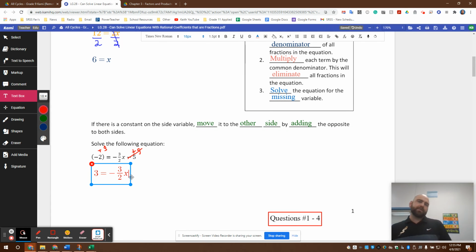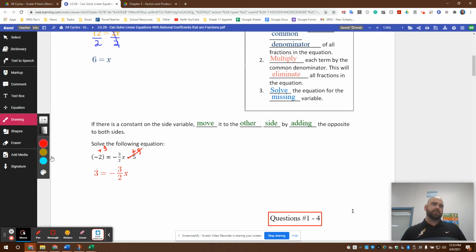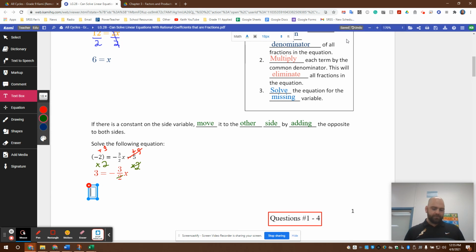Now, there is a couple different ways we can do this. Let's just deal with the positives for the time being here. We'll try to make it as simple as possible. It's going to be our goal. We have a 2 as the denominator here, and we have nothing here. So we're going to multiply both sides by 2, which is going to eliminate those, and we're just going to get -3x on this side. So when we multiply by 2, 3 times 2 is 6, and that's going to equal negative 3x.